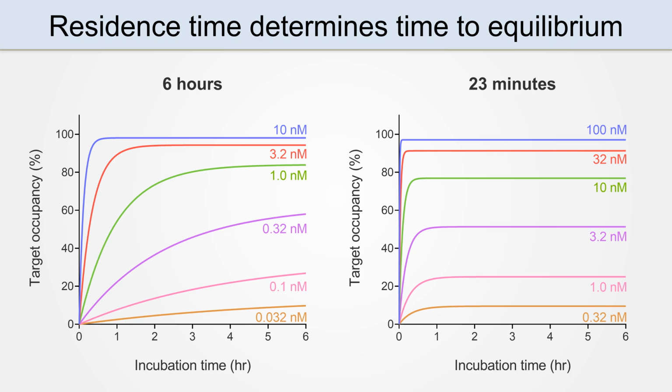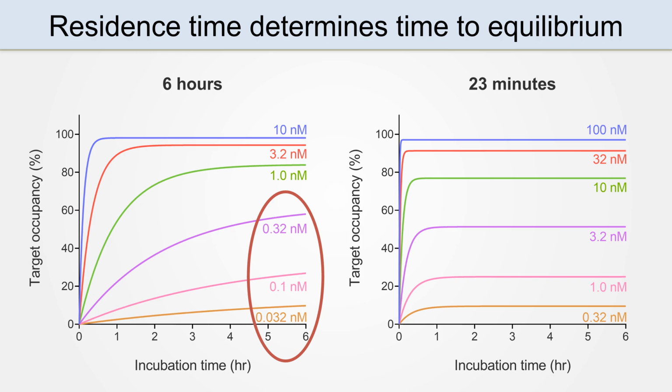This artifact happens because the residence time determines the time it takes for equilibrium to be reached. This rather surprising fact is shown on the association graphs here. On the left, we have a long residence time compound from the previous slide of 6 hours. On the right, we have a shorter residence time compound of 23 minutes. For the long residence time, it takes a long time to reach equilibrium.